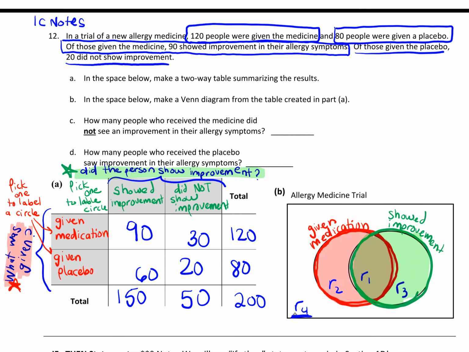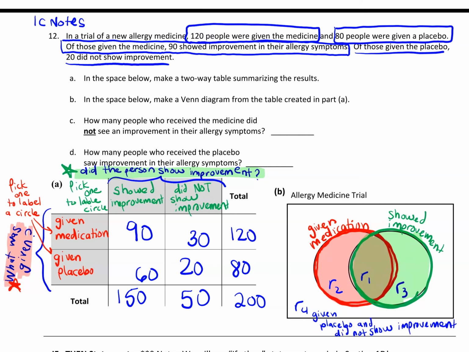R4 is outside of both circles. So R4 is not in the red circle, so they were not given the medication. That means they were given the placebo. And R4 is not in the green circle, so they did not show improvement. So R4 was given the placebo and did not show improvement.